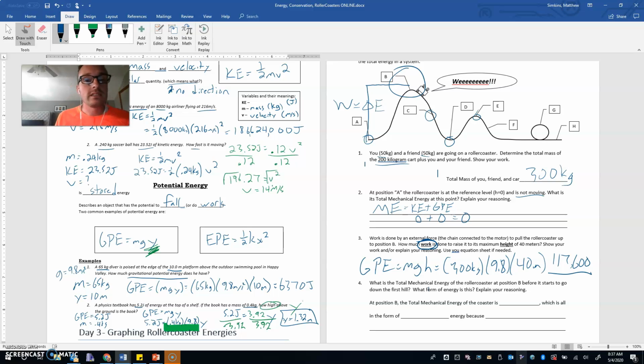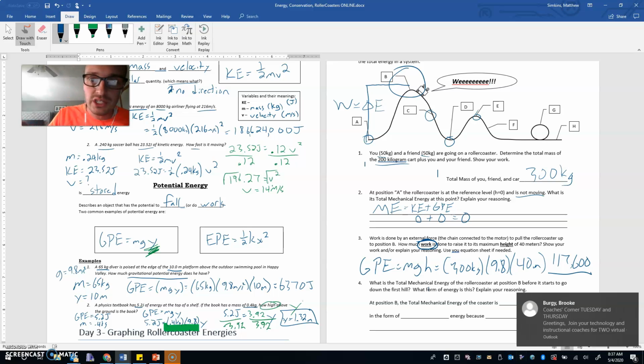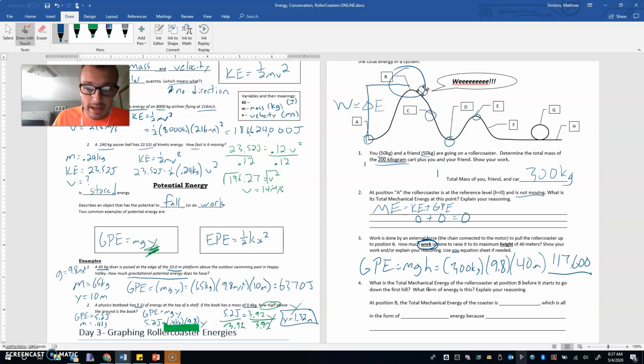That's because the total energy has to stay the same. Now, of course, the type of energy is going to change. Here it's going to be GPE, and then we're going to gain kinetic energy as we gain speed falling down the hill, and then we're going to be losing potential as that happens. All right, and so it says at position B, the total mechanical energy is 117,600, which is all in the form of GPE, or gravitational potential energy, because we're not moving and we're at the top.